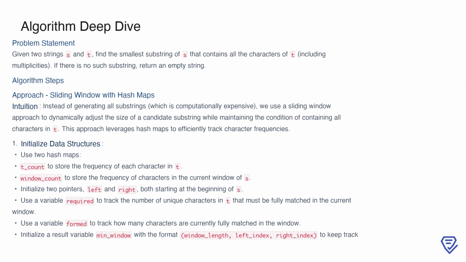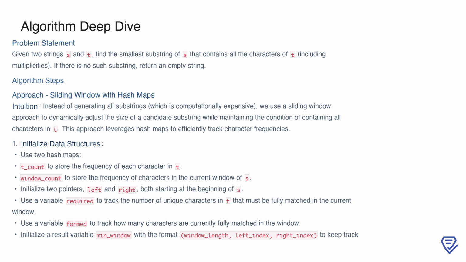The problem asks us to find the smallest substring in string S that contains all characters of string T, including their frequencies. If no such substring exists, we return an empty string. To solve this efficiently, we use a sliding window approach combined with hash maps. The intuition here is that instead of checking every possible substring, which would be computationally expensive, we dynamically adjust a window over S to find valid substrings while maintaining the condition of containing all characters in T. This is achieved by using hash maps to track character frequencies.